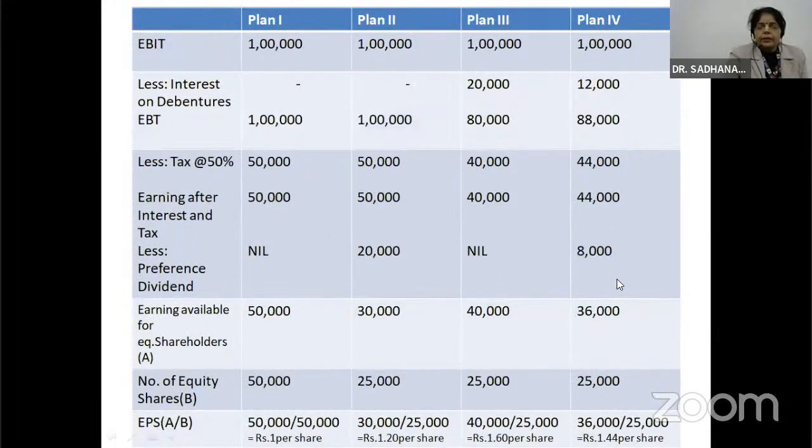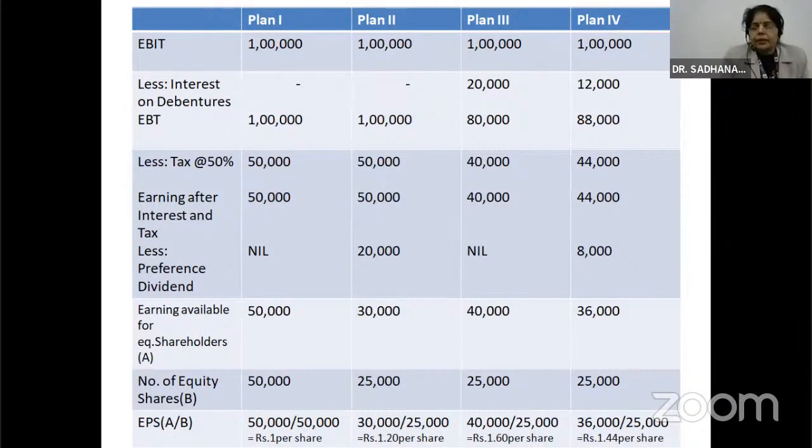In further, we can see which plan is more effective in the firm to satisfy the firm's needs or shareholders' wealth. First, before solving this, we want to discuss EBIT, EBT and EAT. EBIT means earning before interest and tax.